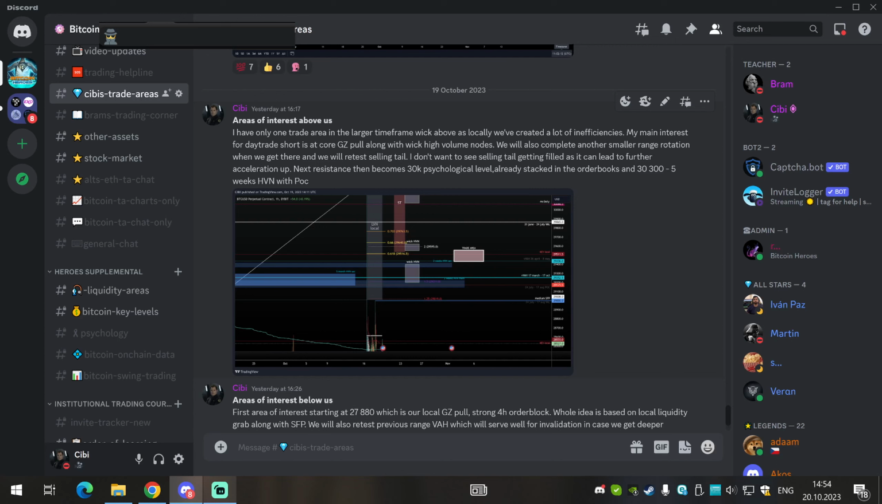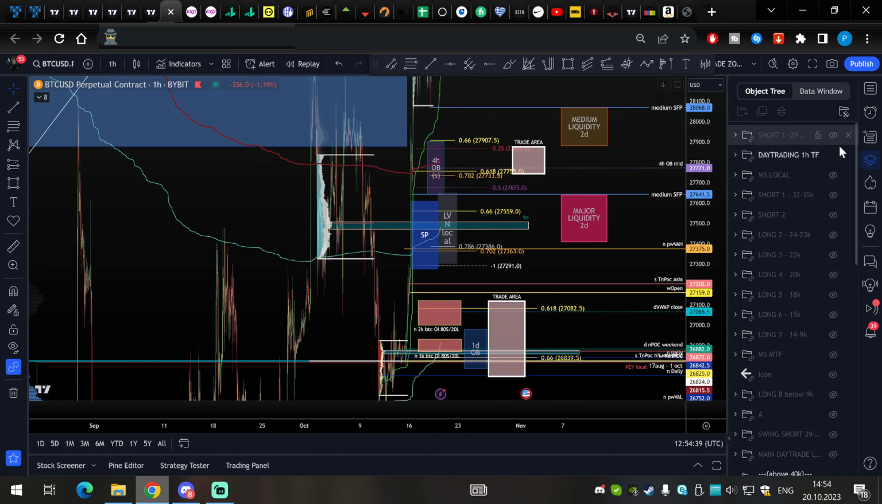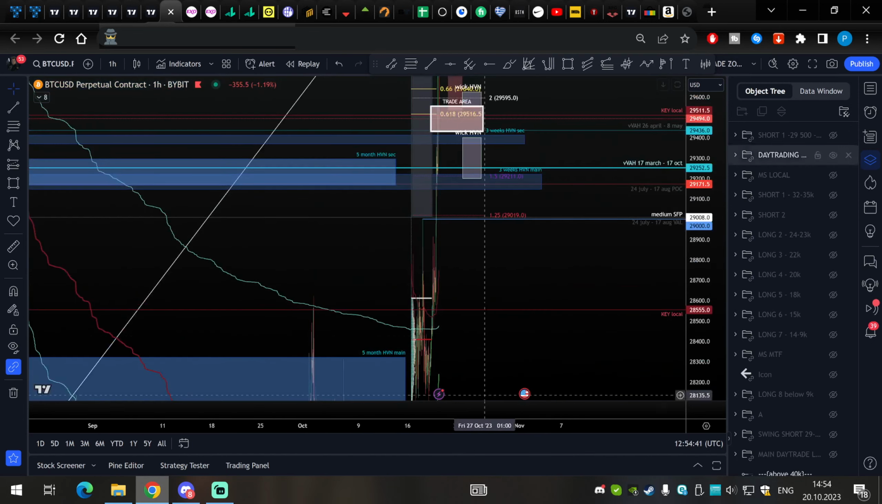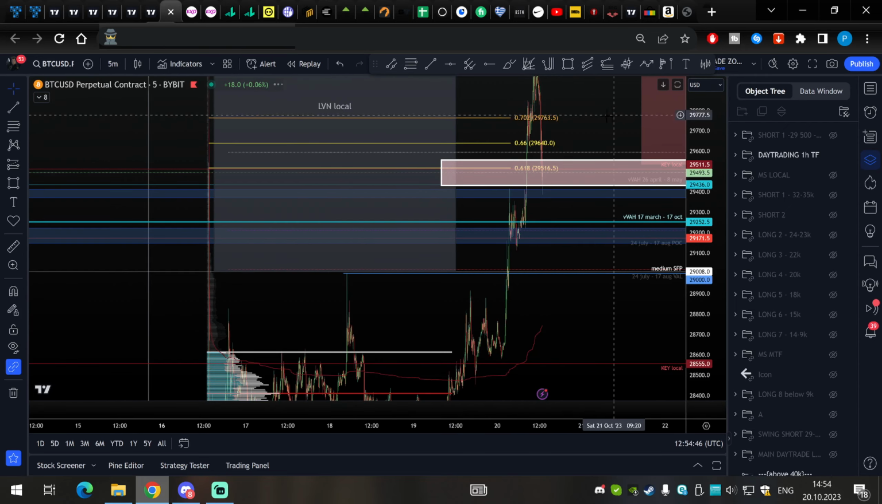We've created a lot of inefficiencies. My main interest for a day trade short is at the core golden zone pool along with wick high volume nodes. We will also complete another small range rotation when we get there, and we will retest the selling tail. I don't want to see the selling tail getting filled, as it can lead to further acceleration up. Let's see what happened. We need to go to trade areas, turn them on, above, small time frame, 5-minute time frame.